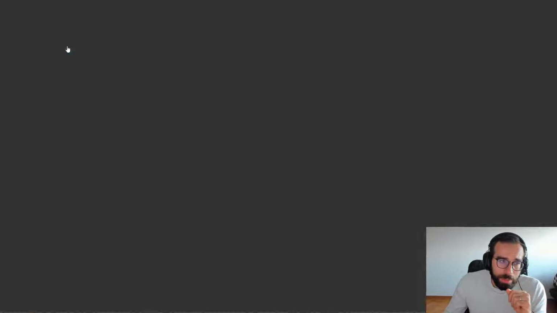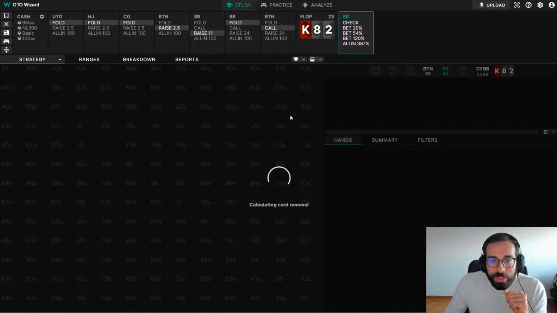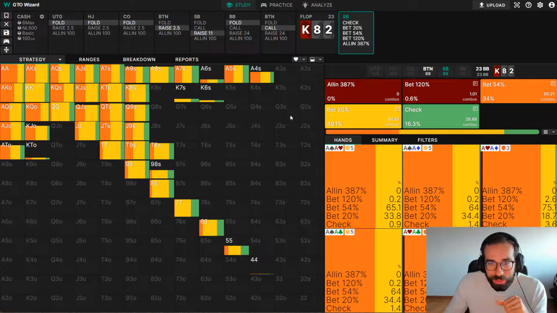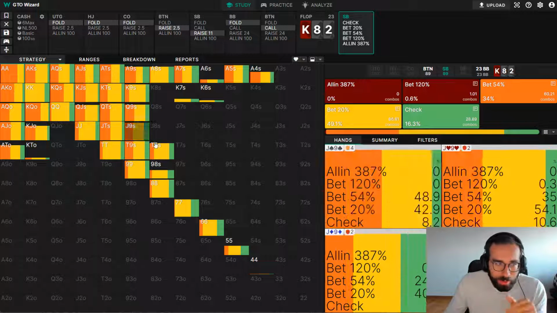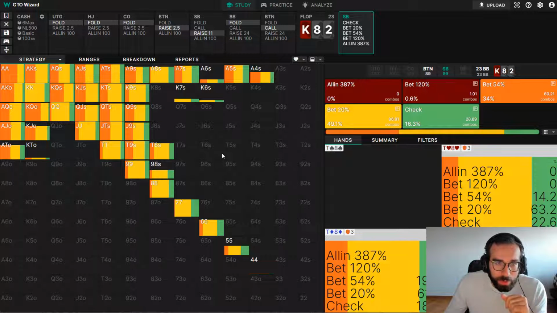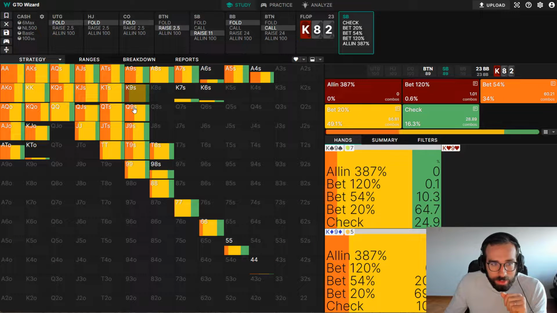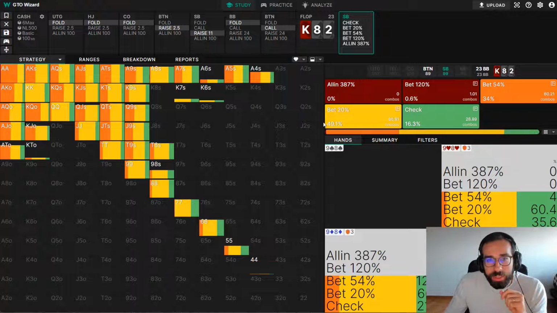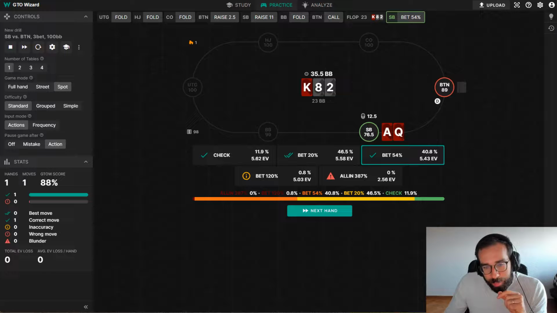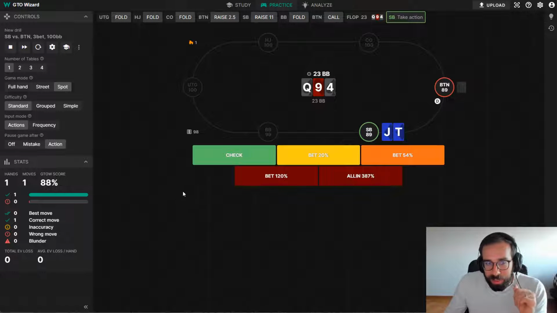If we want to study the spot, we can go here, and we will see now how our range plays. As you see, in all our range here, we can bet small or mid-size bet. It's pretty much the same in terms of EV, the strategy we pick. It's just important that we bet pretty frequently. Let's move on. I would say 10 hands, and that's going to be it.